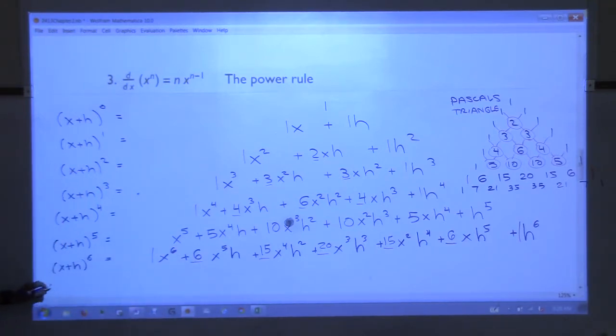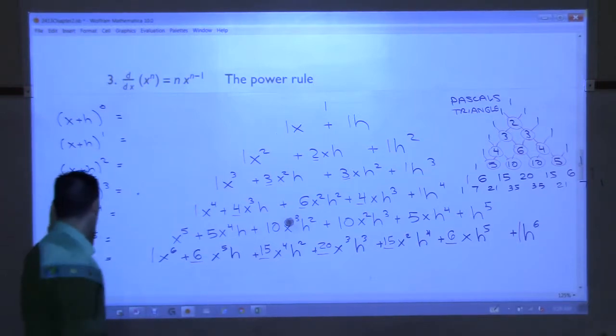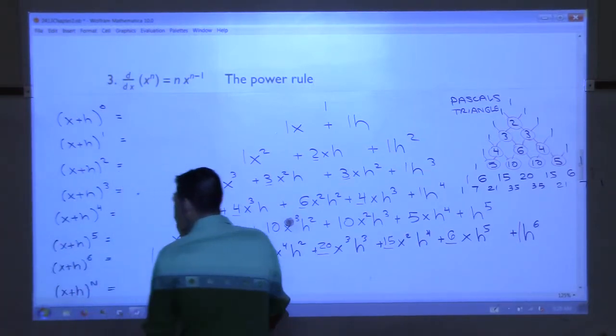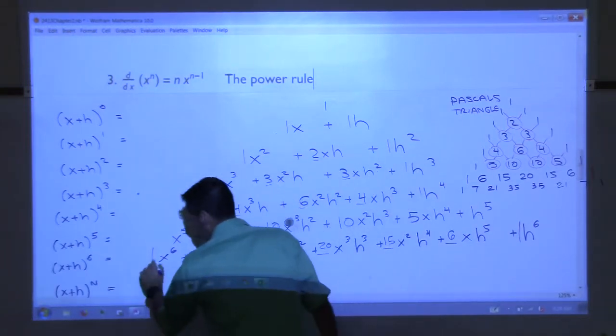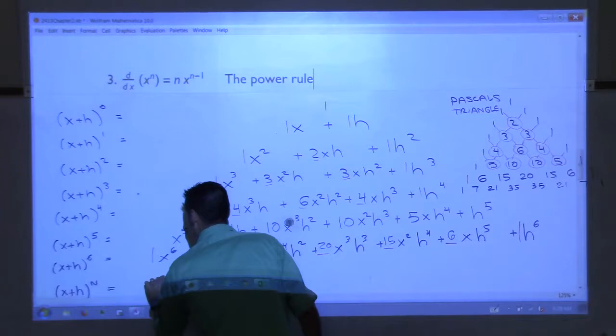Okay, so now, my question is this. What would happen if I had x plus h to the n? This is going to be tough. Okay, tell me about the first term. X to the n. All right, and there's a 1 in front of it. X to the n.